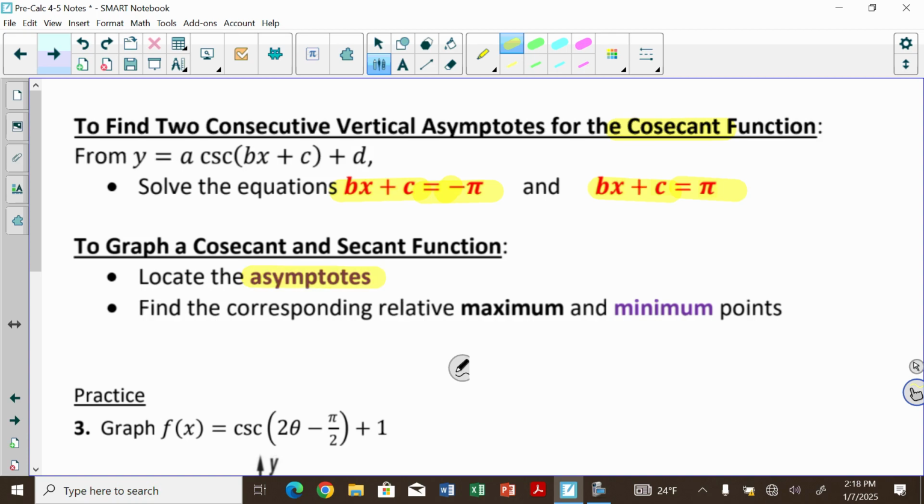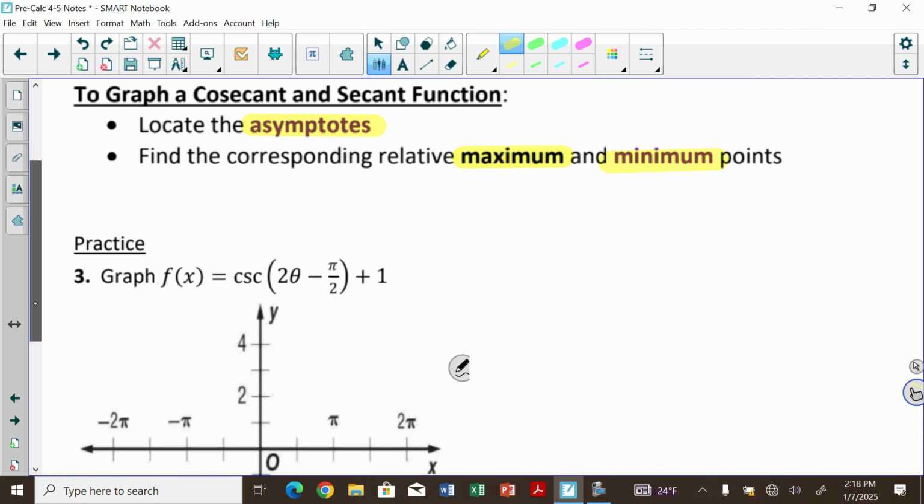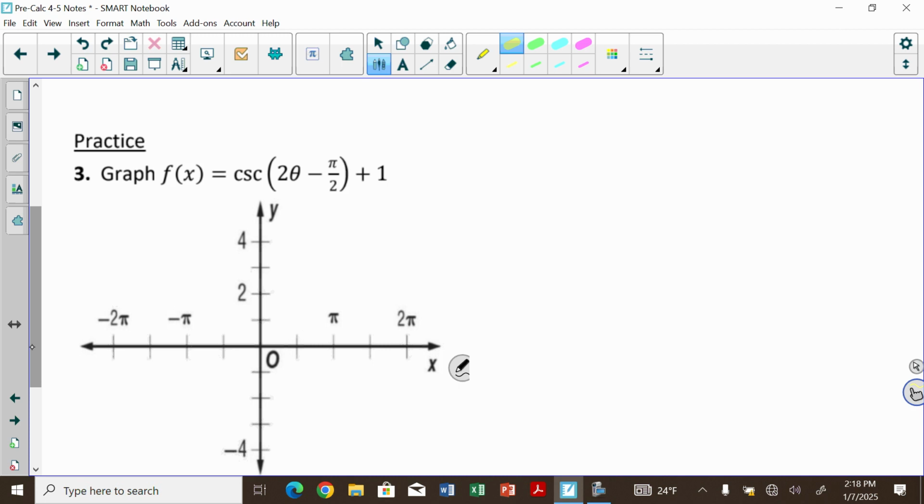So you have to know what function we're dealing with. To graph the cosecant, find the asymptotes, and then find the corresponding maximum and minimum points. So let's graph one of these, and then we'll do one where we solve an equation, and then we'll be done. All right, so here's our graph: f of x equals cosecant of 2 theta minus pi over 2.